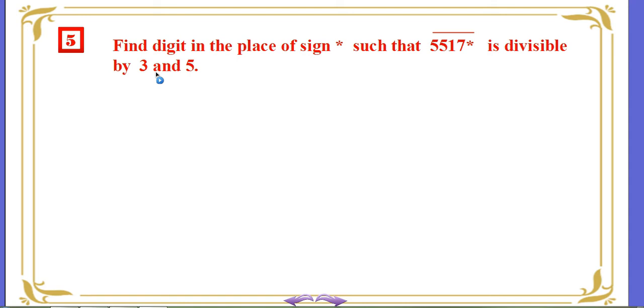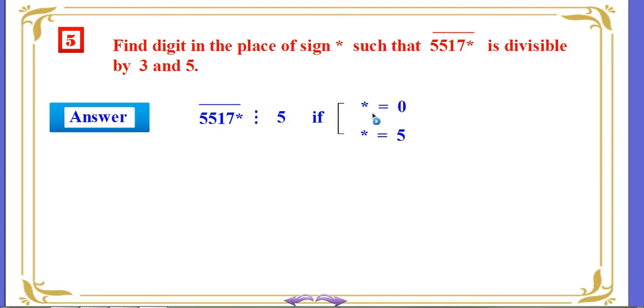We repeat that the divisibility rule for 5 is that the number ends in the digit 0 or 5. So the symbol star can be either 0 or 5.